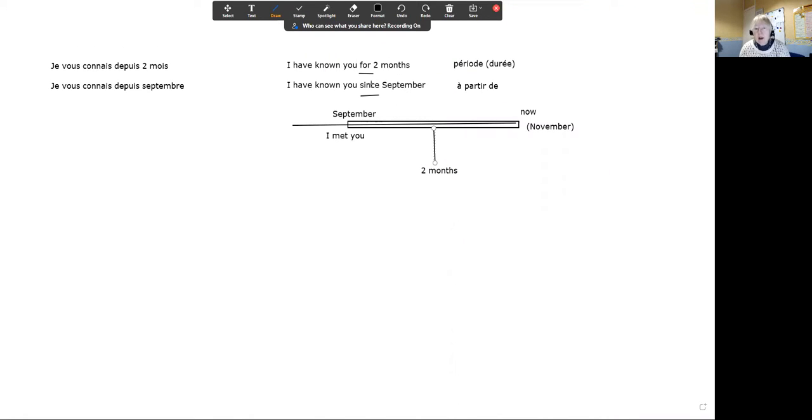So that's why we say for. But if you want to refer to when the period of time began, so the à partir de, then we say since. So I've known you since September, or I have known you for 2 months. So there we have the example using the present perfect. That happens to be with a verb, the verb to know, which doesn't really, or we don't really use with the continuous form.